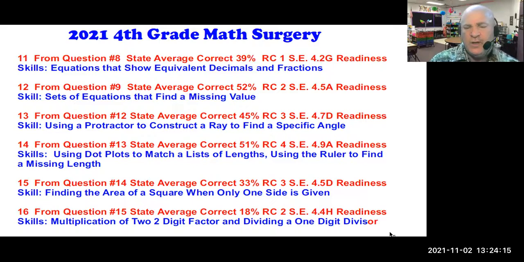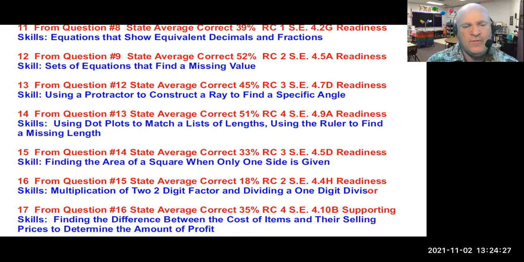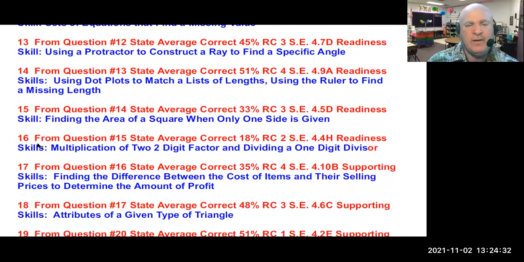So if you take a look at these low percentages, questions 11 through 24, I kind of did them in order. I looked and saw which were the 14 lowest performing questions, and the one that we're going to do is that one right there, number 16. It came from question number 15, and it has to do with multiplying two two-digit factors to get a product and taking that product and dividing by a one-digit divisor.